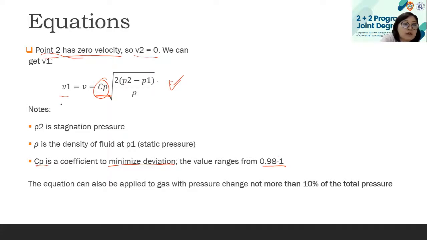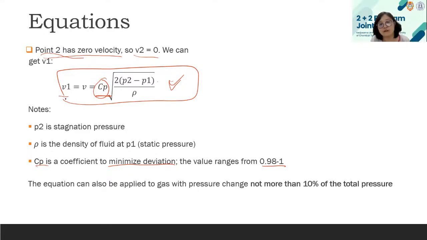This equation can also be used not only for liquid but also for gas. However, we have to make sure that the pressure change is not higher than 10%. So when you want to use this equation for gas, you can, but the delta P cannot be higher than 10% of the total pressure. If it's higher, then we cannot use this one, because this is only for incompressible fluid.